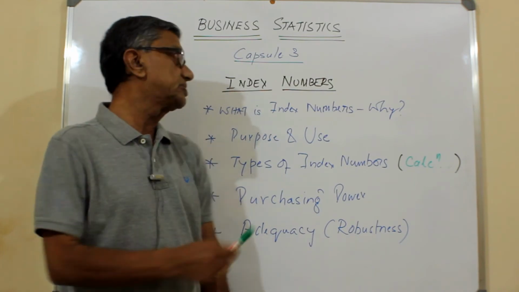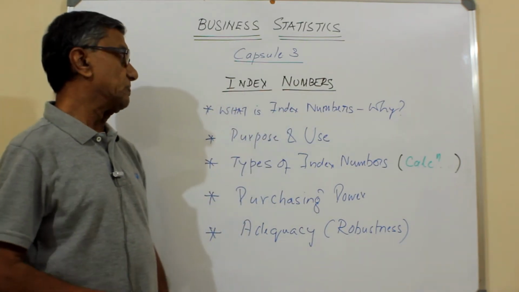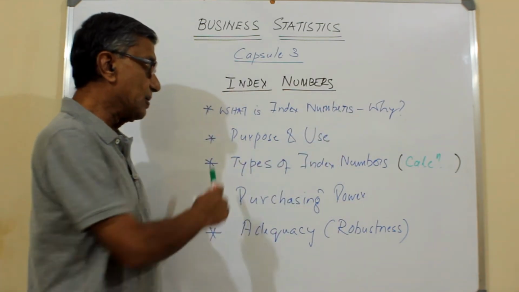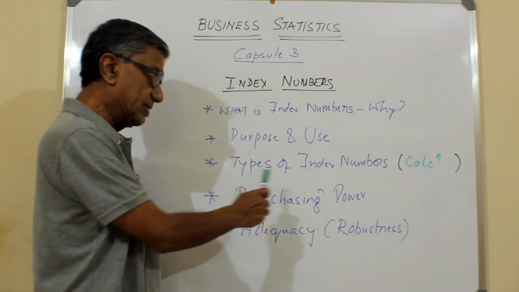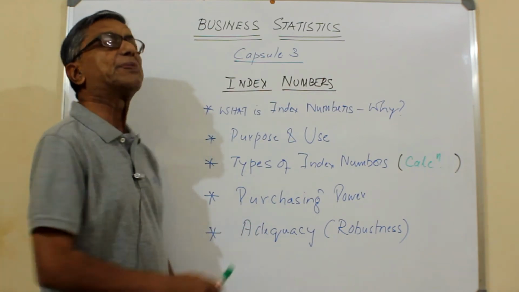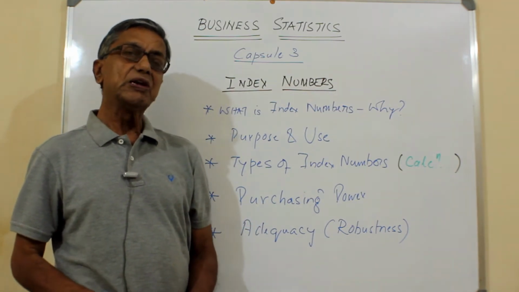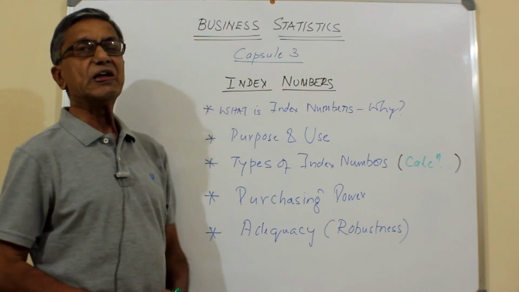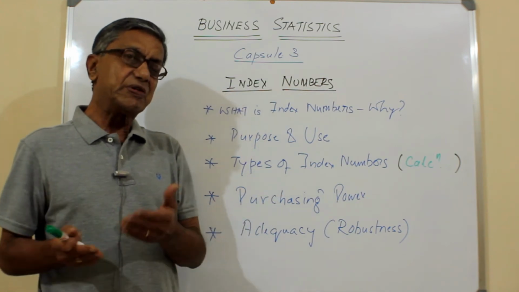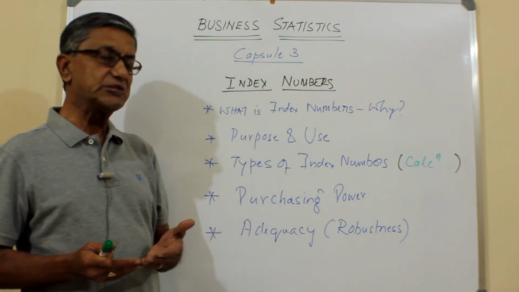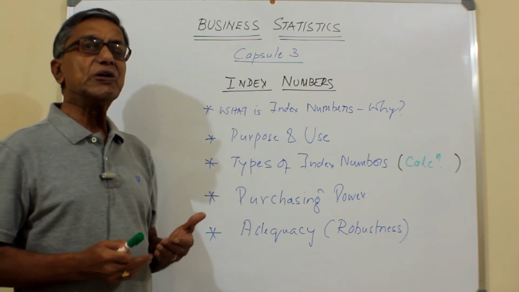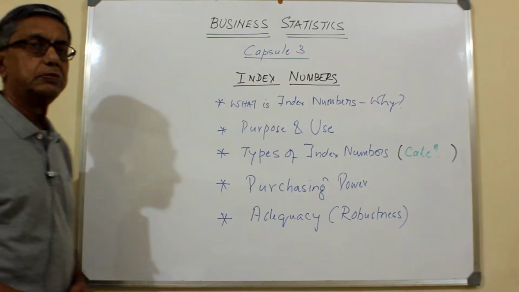In today's session, we will understand index numbers. We will understand what is an index number and why index numbers, the purpose and its use, and different types of index numbers and how to calculate the index numbers, and purchasing power, how it is related to certain economic indices, and finally how index numbers can be used over a period of time. And when you use these index numbers over a period of time, you need to meet certain criteria or adequacy to ensure robustness of using these numbers.